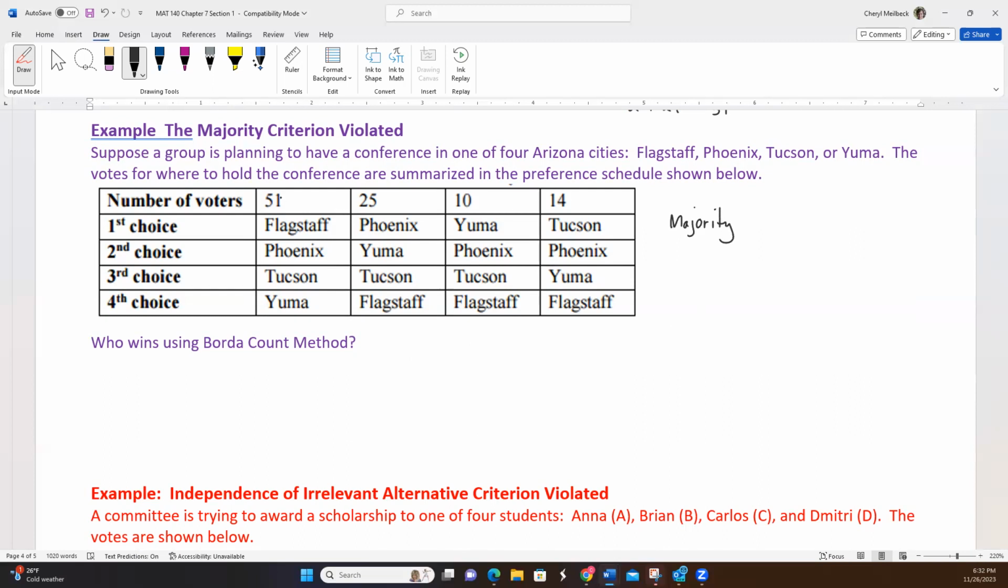Let's see if we add all these together. 51 and 25 is 76. This makes 86. And 14 means 100 people voted. So you can see here, Flagstaff wins by majority.